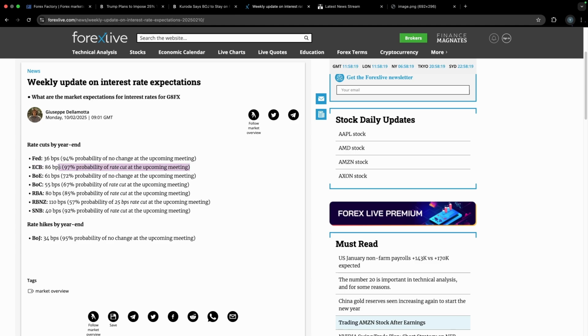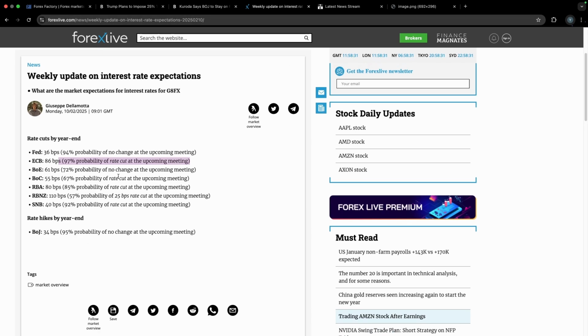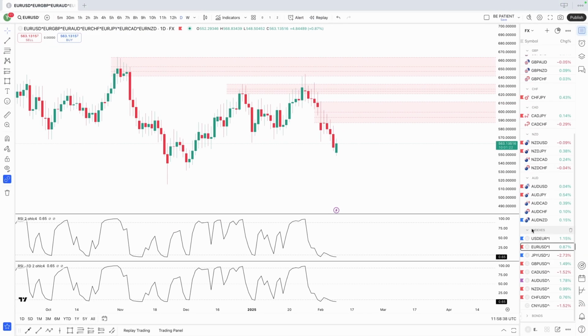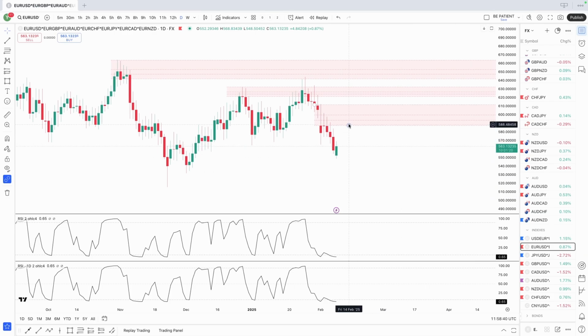So definitely, it still remains the central bank that will cut rates the second most. So 86 basis points, gradual rate cuts happening. We still have a sell bias on the euro. Definitely look for some pullbacks, we don't want to sell at cheap areas. You want to sell at expensive areas.